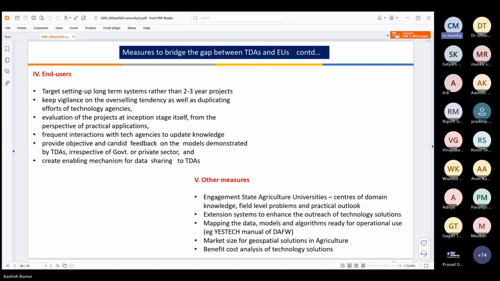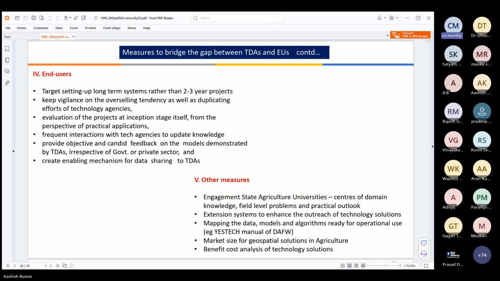Krishi-DSS is a long-term system. It's not a 2 to 3 year project. It is a permanent system in the Ministry of Agriculture, Krishi-DSS. S-Tech is a permanent system. I think this systems approach and timeliness, this is what end users have to adopt.